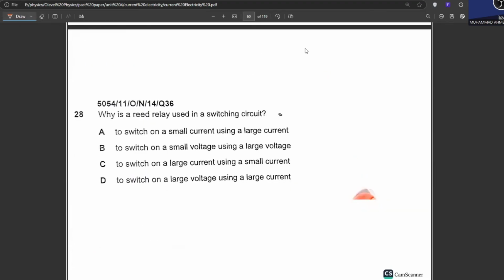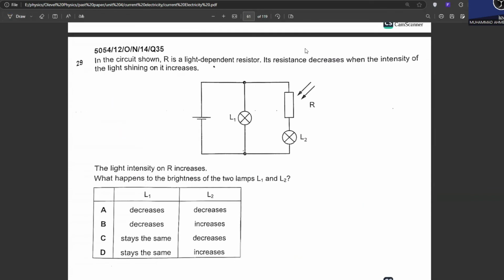Why is a reed relay used in a switching circuit? To switch on a large current using a small current. That's why reed relays are sometimes known as what? Switching devices.